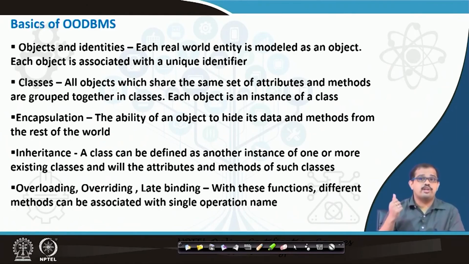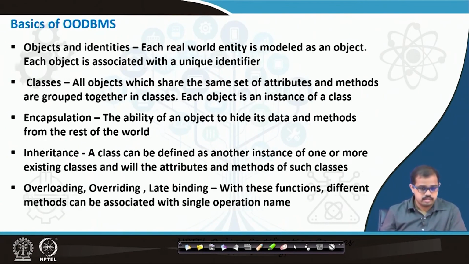It has a property of inheritance, which means a class can be defined as an instance of one or more existing classes, with the attributes and methods of such classes. Then overloading, overriding, late binding. So different methods can be associated with the same operation name in object oriented databases, which is not possible in a relational database as such.